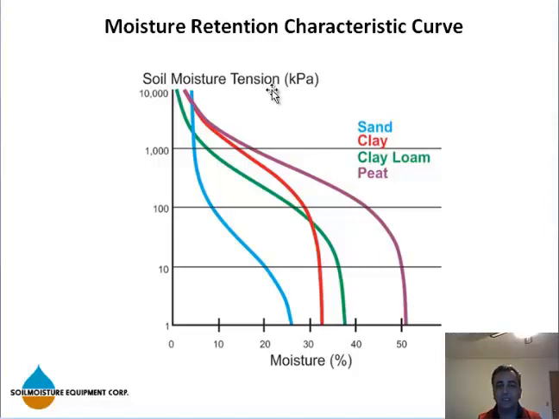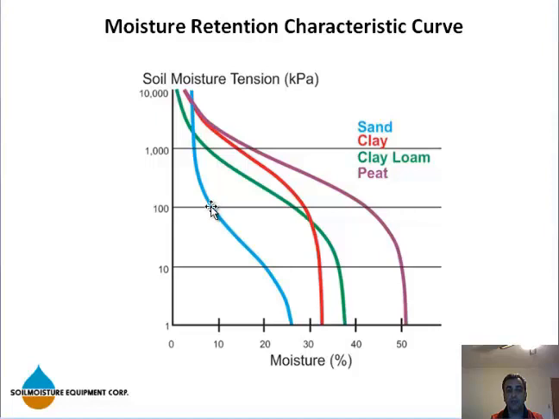In order to make this curve, you have to condition your soil at a certain soil tension. For example, let's say at 10 kilopascal or 100 kilopascal of pressure or tension, and then measure moisture content at that tension level, and that gives you 1 point. Now you need at least 6 to 8 points to be able to create it. Sometimes you come up with more points, even better.